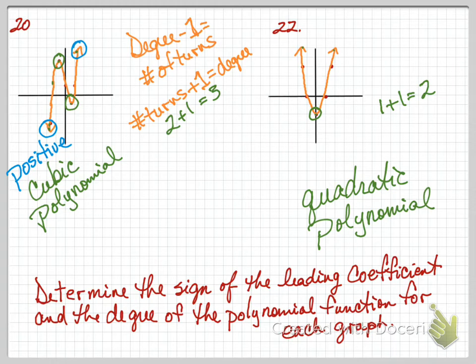Okay, and I have up as my end behaviors. That tells me that my coefficient is positive. So I have a positive quadratic polynomial.